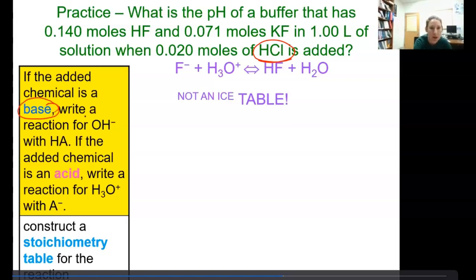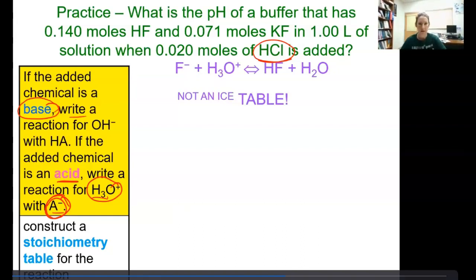like we did before, you write a reaction with OH minus plus HA. But if the chemical is an acid, then you write the equation for H3O plus with A minus, right? So because this is our base now, that's our conjugate base. So we need to write an acid plus our base. And so here we have F minus as our base.